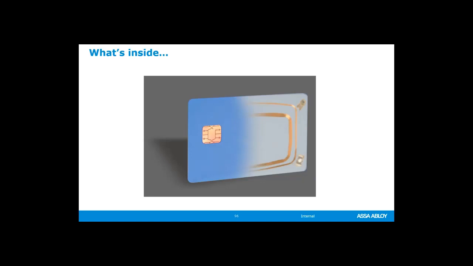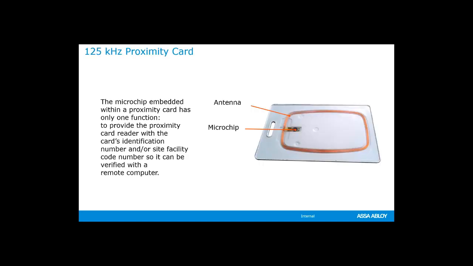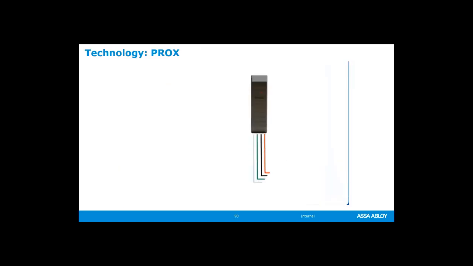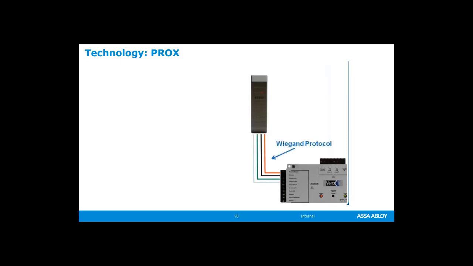What is inside of a 125 PROX card? 125 PROX cards are embedded with a microchip and an antenna. The microchip embedded within the card has only one function, which is to provide a proximity reader with the card's identification number and/or site code number. This information will be used to determine if access is granted or not. A PROX reader is normally connected to a controller with 4 to 6 wires, using a topology known as Wiegand protocol. Wiegand protocol has 4 essential wires, 2 for power and 2 for data. Other wires may be connected to furnish LED, beeper, or parking control.